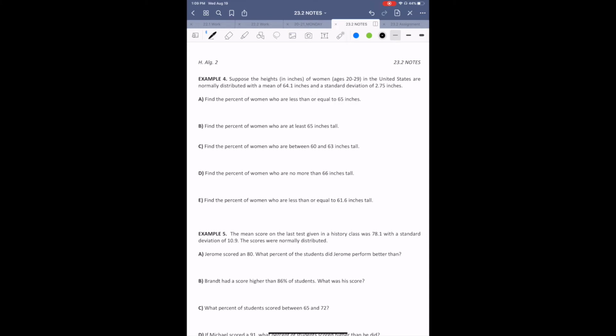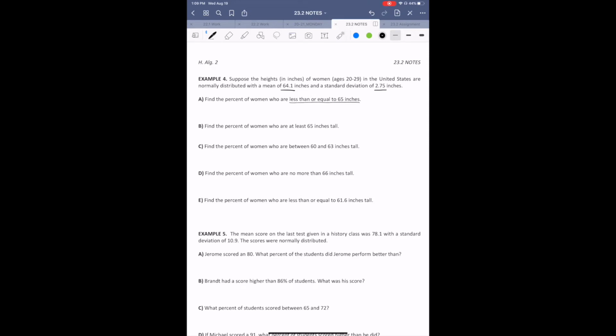All right, example 4 says, suppose the heights in inches of women ages 20 to 29 in the US are normally distributed with a mean of 64.1 and a standard deviation of 2.75. Find the percent of women who are less than or equal to 65 inches.